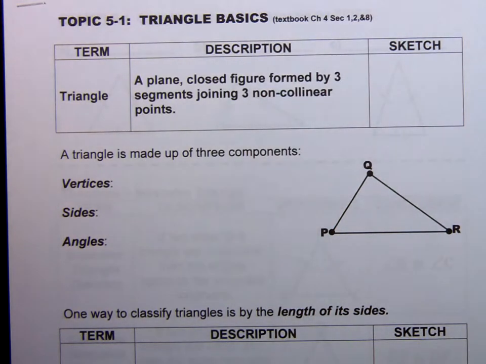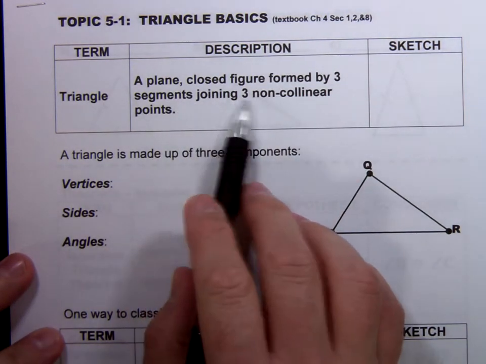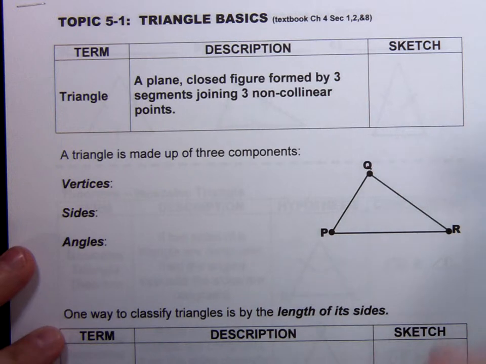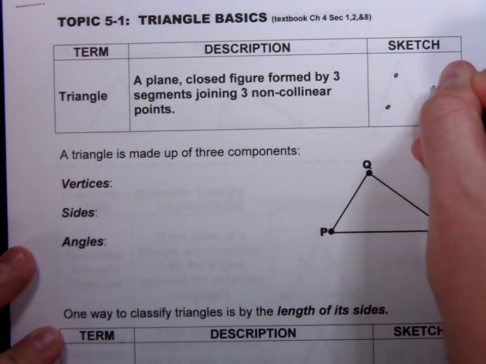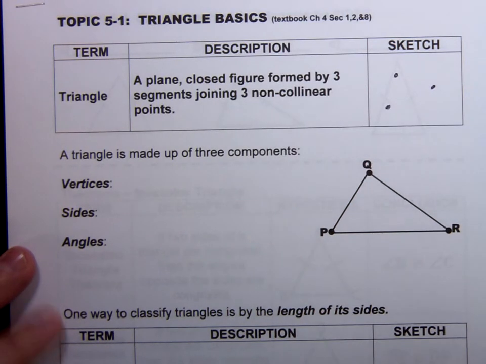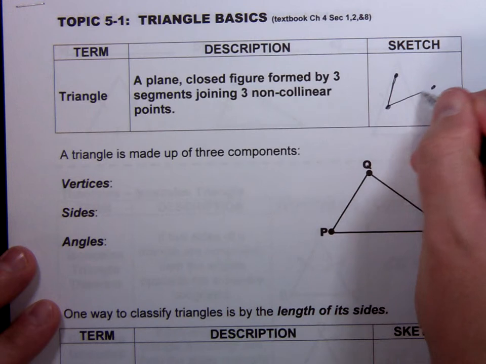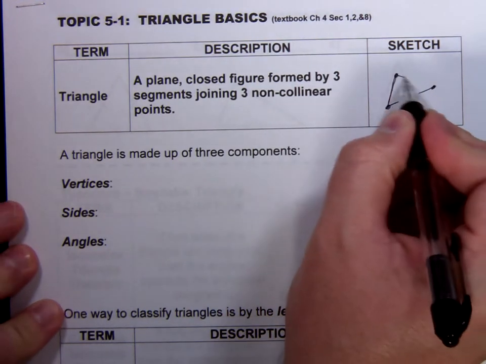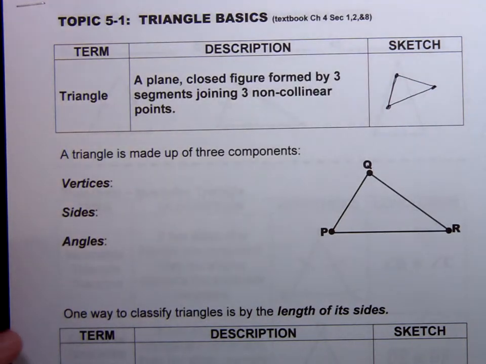Alright, we're talking about triangle basics today. So, a triangle is a plane, closed figure formed by three segments joining three non-collinear points. So, you should have three non-collinear points, so they're not on the same line. And you should have three straight line segments connecting those. So, you have three sides created by those segments, and it should be closed. Alright, so there's an example of a triangle.